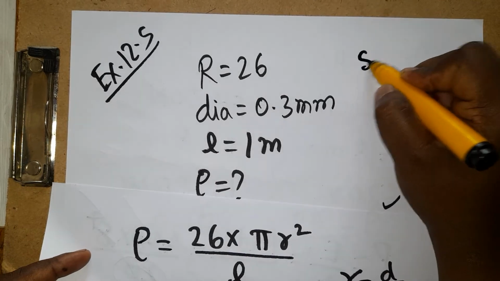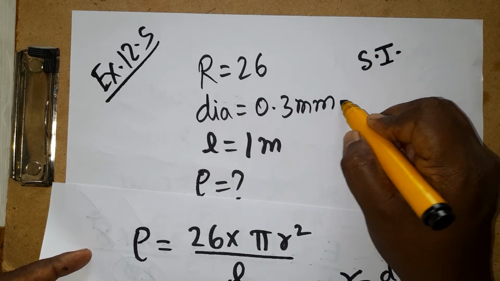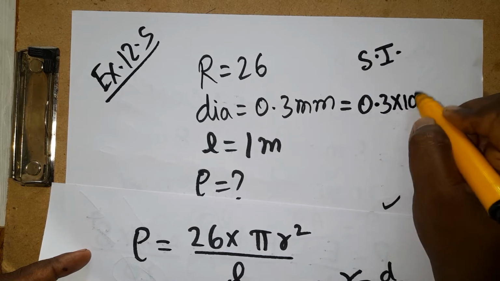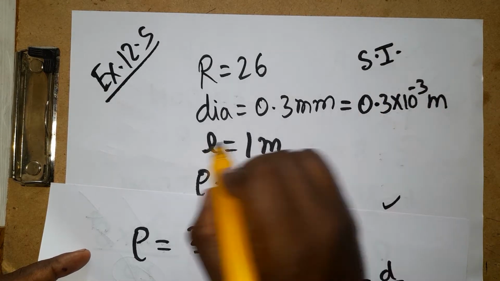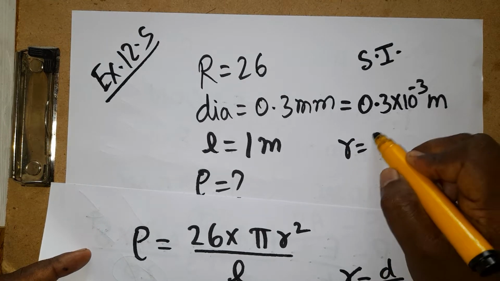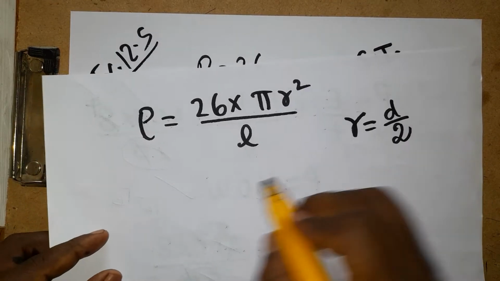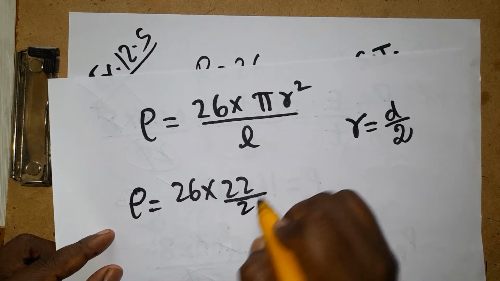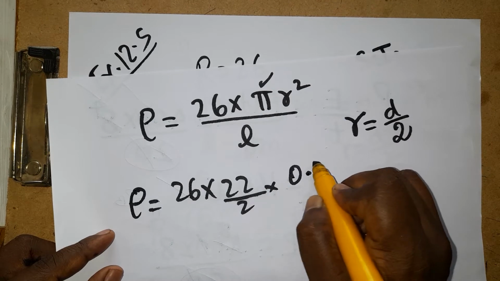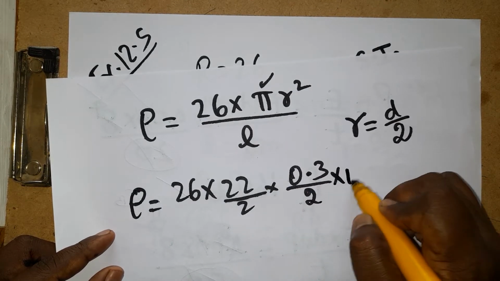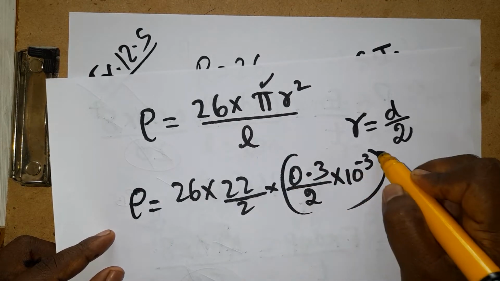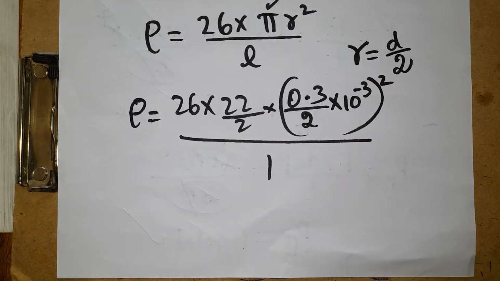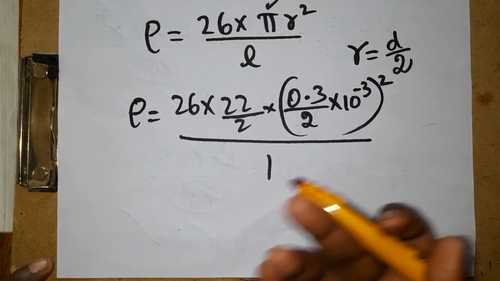Already I told you, in problems you should use SI units. Millimeter to meter is 10 power minus 3. 0.3 into 10 power minus 3 meter. Okay. Diameter divided by 2 will give us the radius. Now resistivity is equal to 26 into 22 by 7, pi value. Radius is 0.3 divided by 2, into 10 power minus 3 whole square, divided by 1. Now we are going to calculate this. Denominator length is 1 only, no need to use that.